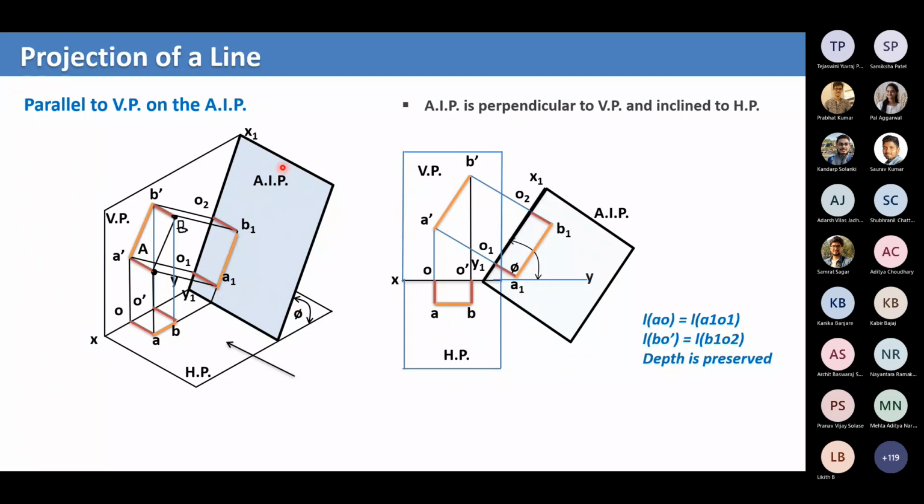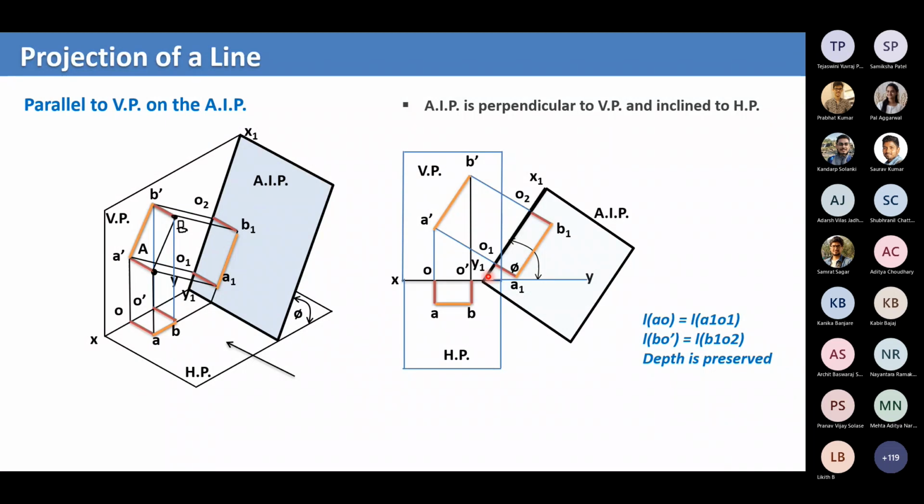Now we have an auxiliary inclined plane at an angle phi. Why phi again? Let us say this line AB is also making an angle phi with the horizontal plane. That's why we wanted to develop the auxiliary inclined plane at an angle phi, and we want to get the true length. That's why we are developing the auxiliary projections.